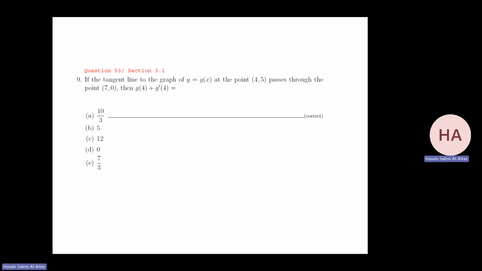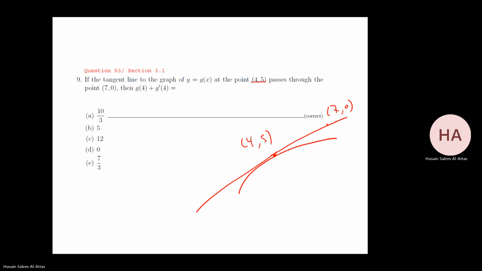Similar problem. The tangent line to the graph of this at this point passes through another point. So we have 4 and 5, and there is another point, 7 and 0. The graph will not represent it, but it's okay. So what I need is g at 4. From this I can get g of 4. g at 4 equals 5, because this is x and g of x.